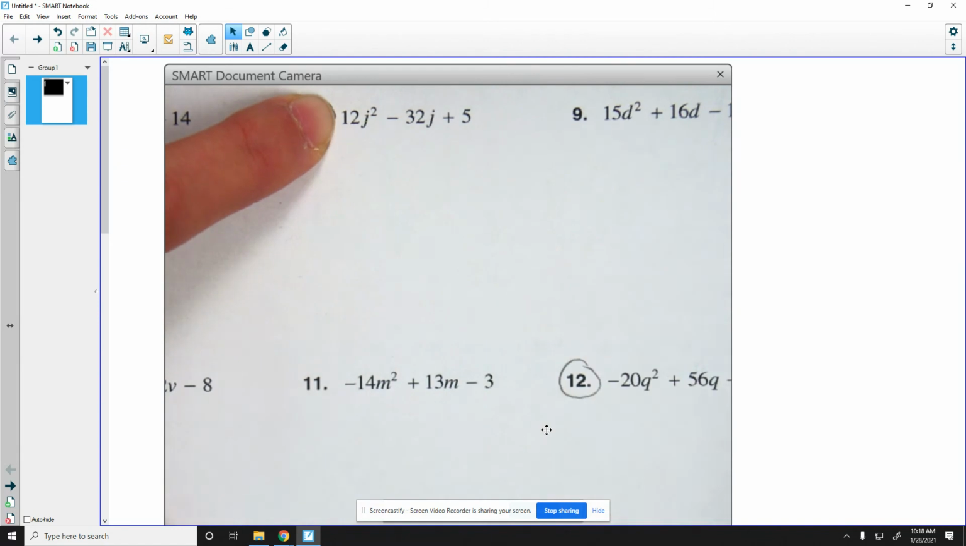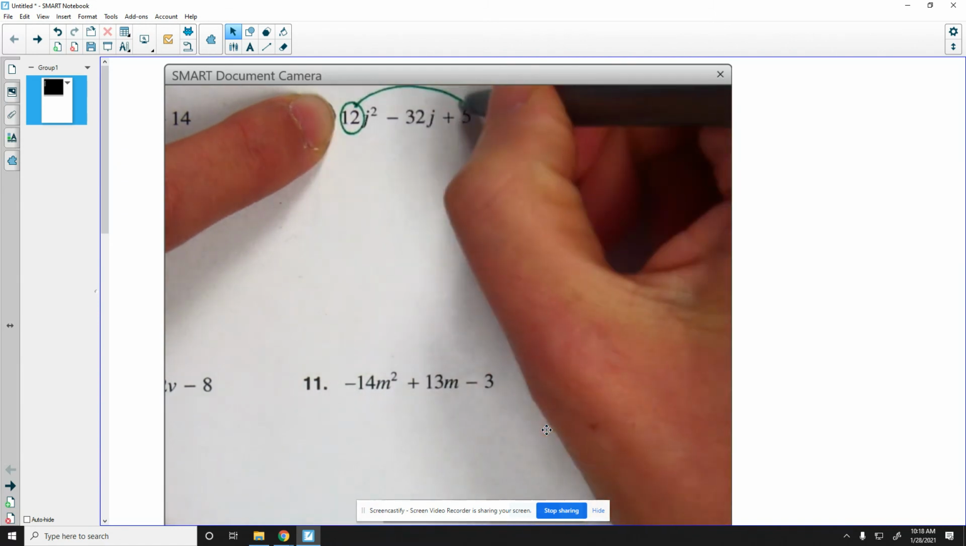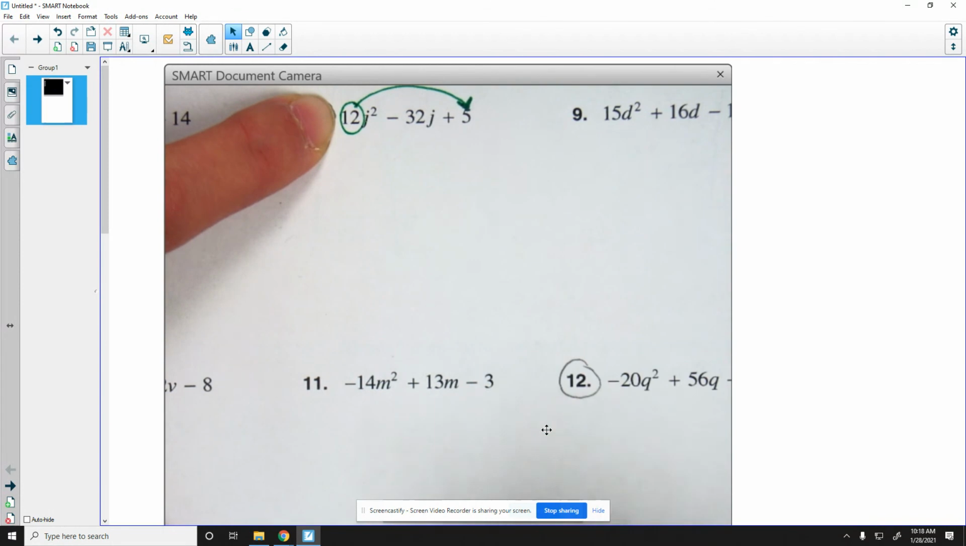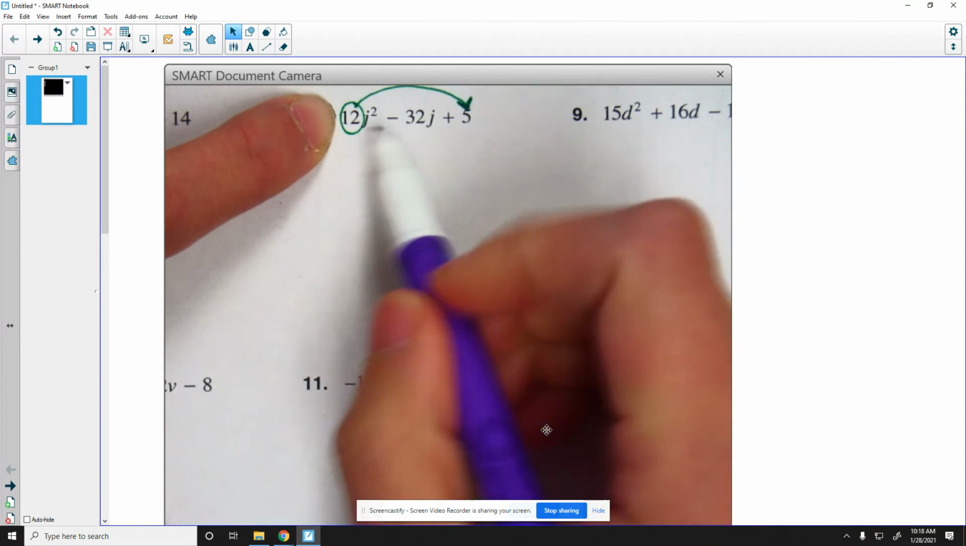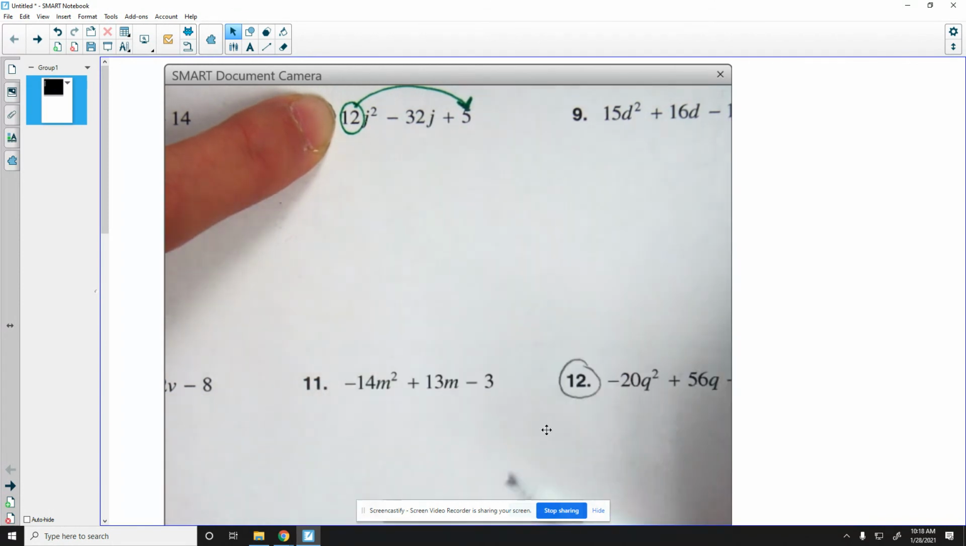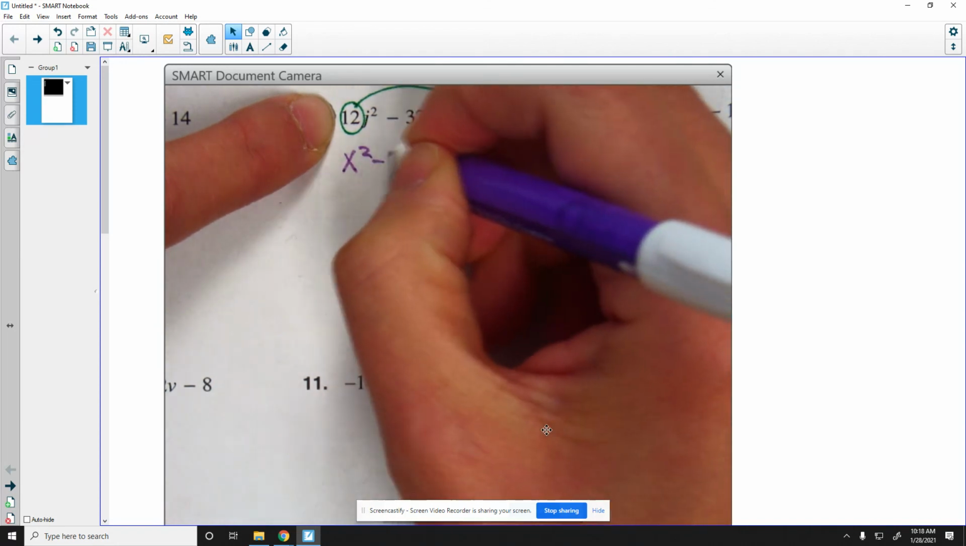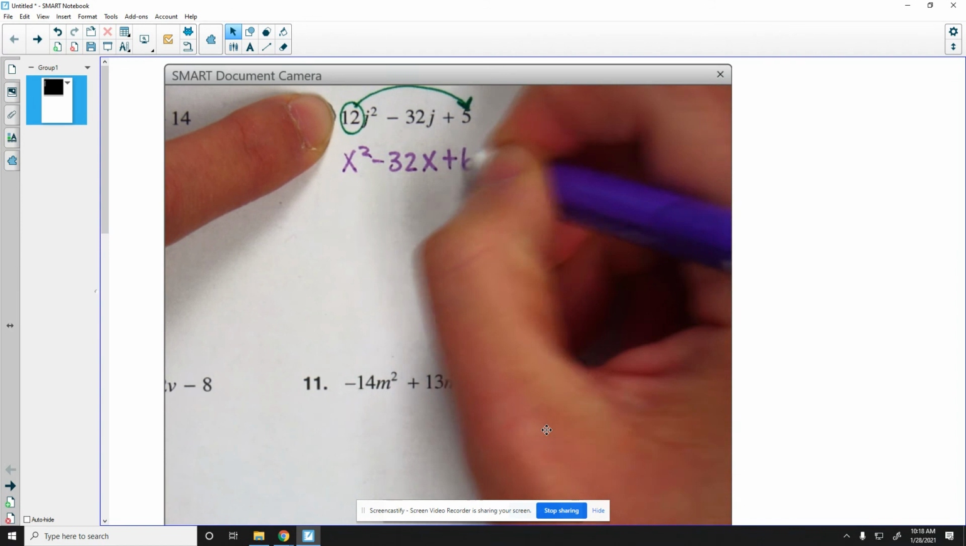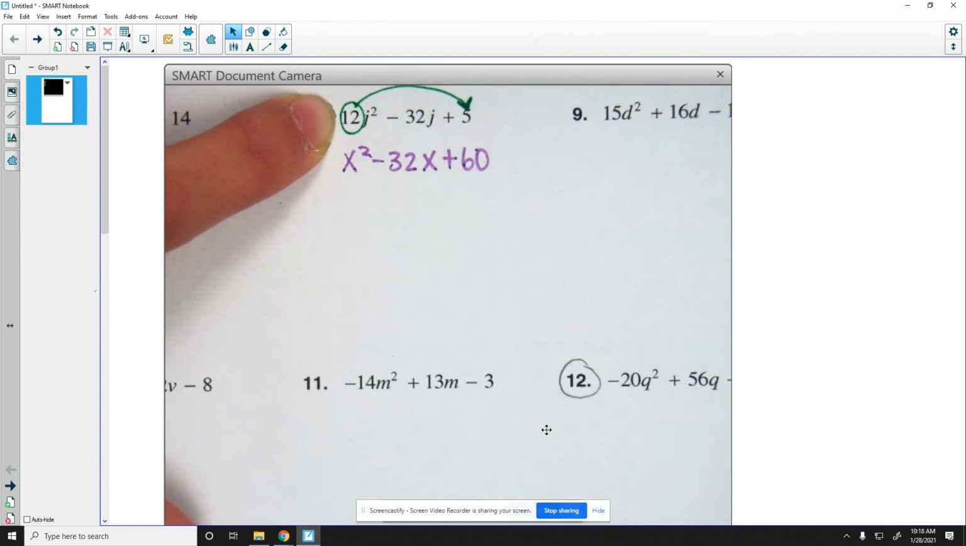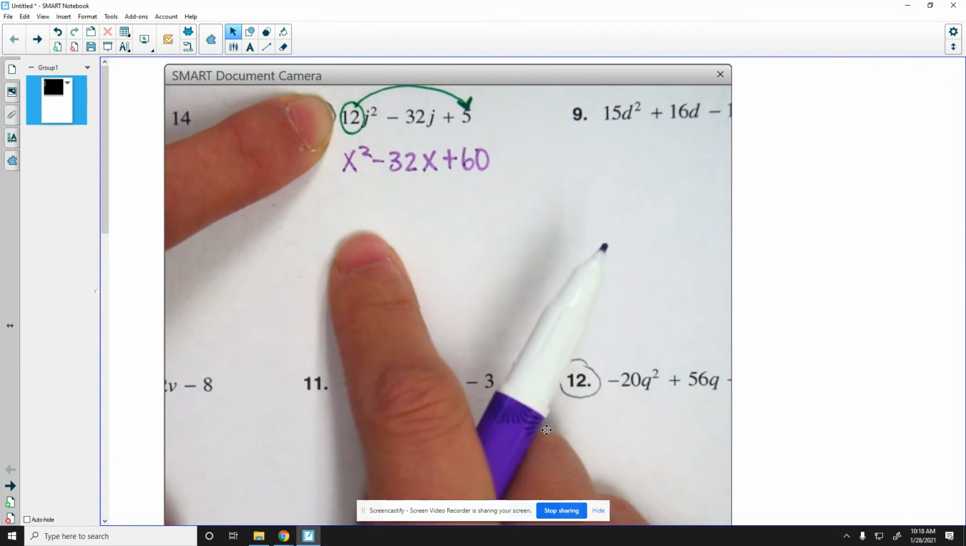So magic numbers. I'm going to circle it so I'm reminded later I got to divide by 12 at the very end. So somebody in person, rewrite my new problem. What does it look like? A squared minus 32a plus 60. And again, I'm just writing X, but you can write whatever letter you want to. Okay, now what do I do?